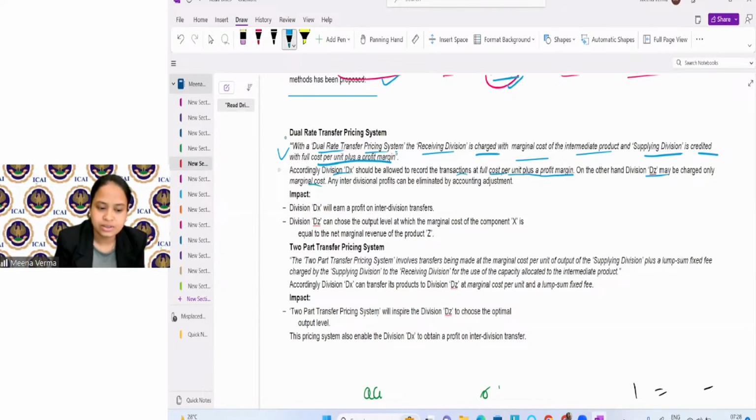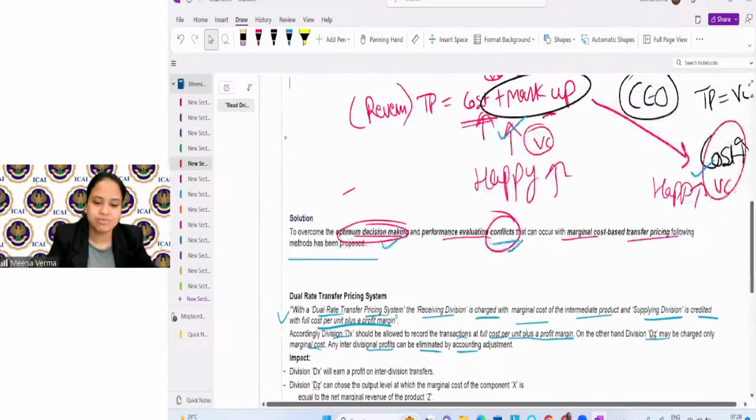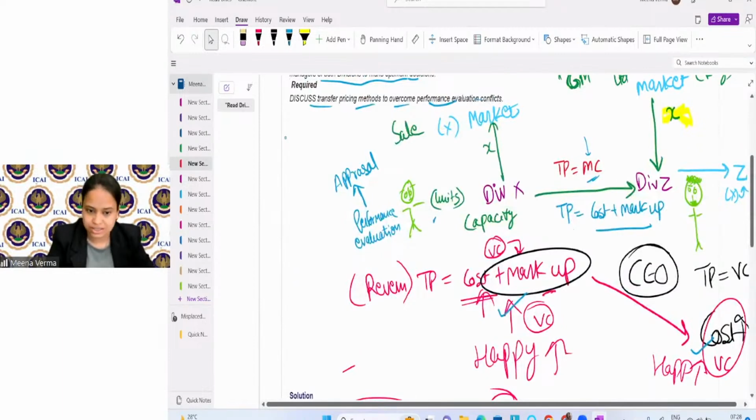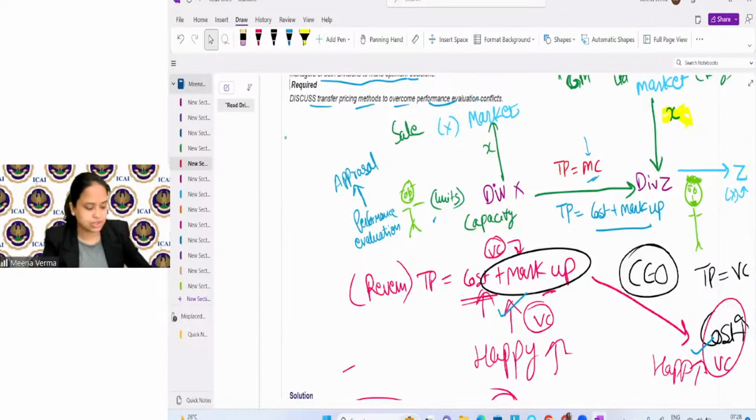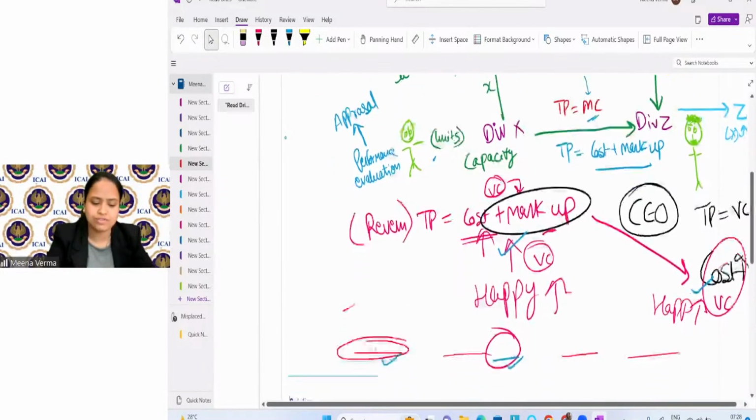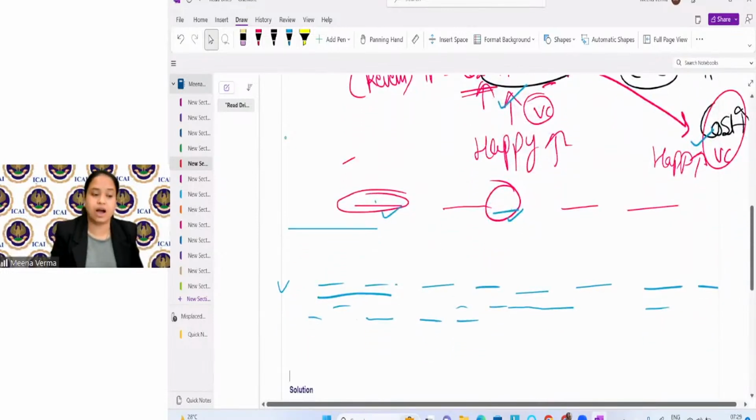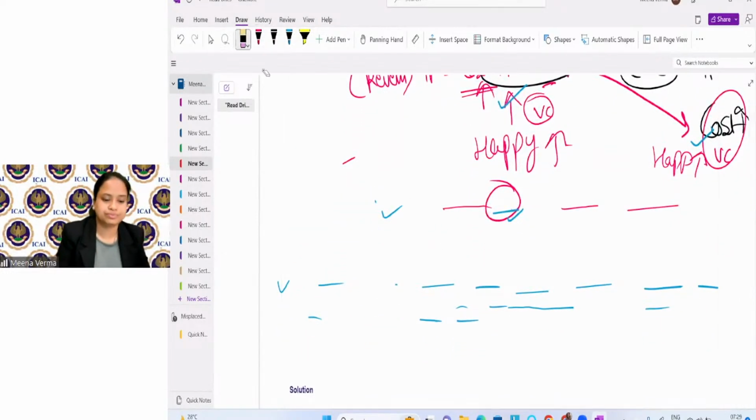Any divisional profit can be eliminated by... Now see, it can happen that one of the divisions will have high profit and the other low profit, something like that will happen. If you consider this method, then what will happen, let me tell you, because the transfer pricing is different for both divisions. What is the demerit, I mean, what is not good, and how will it affect the company's accounts? Okay, let me tell you.